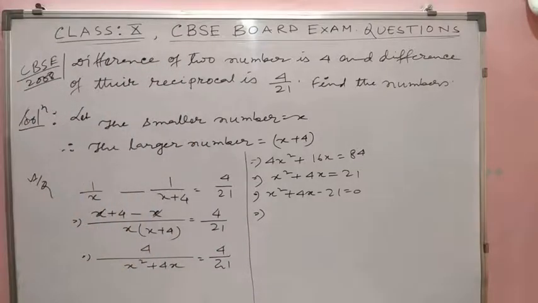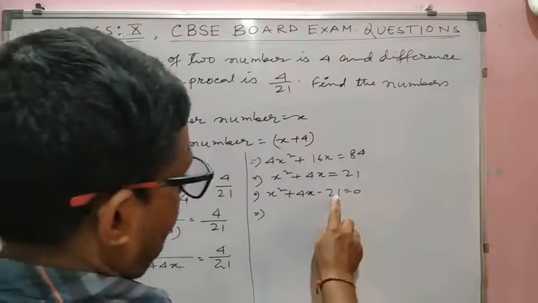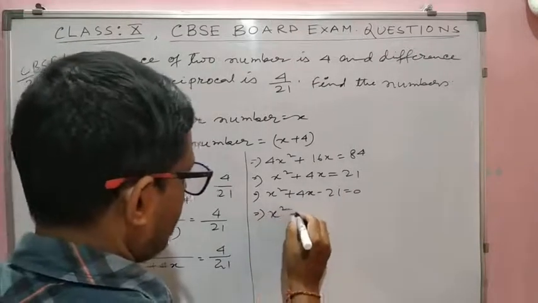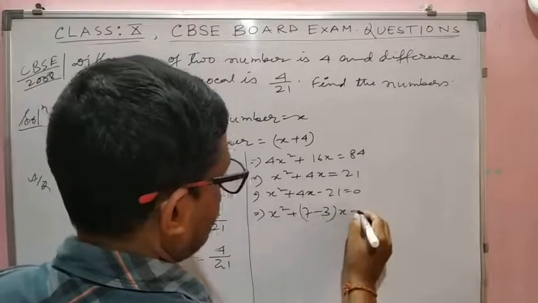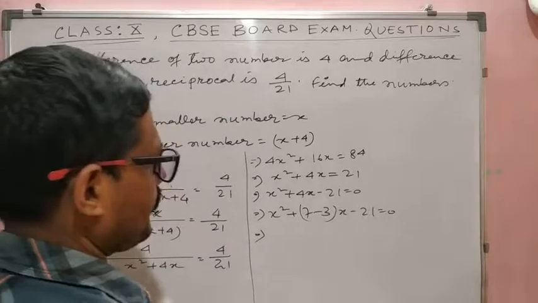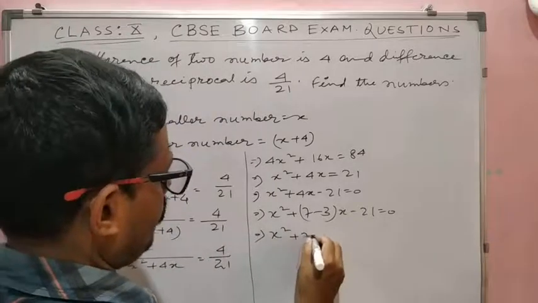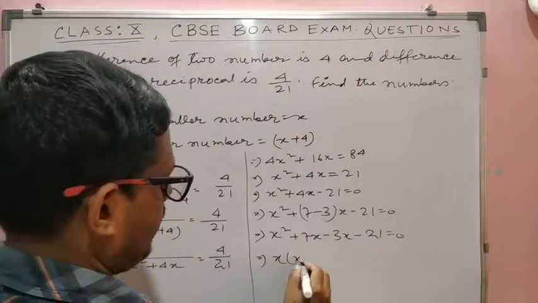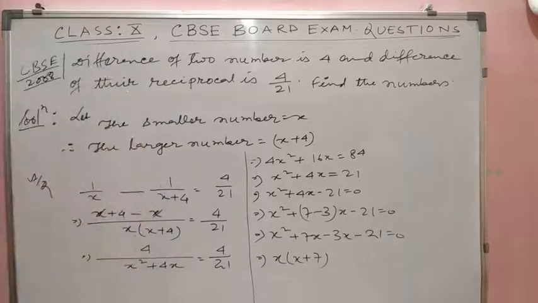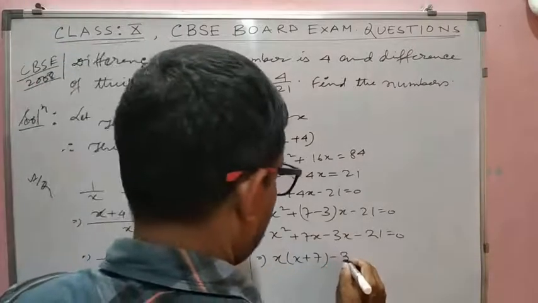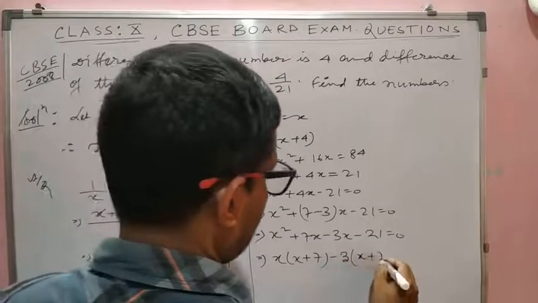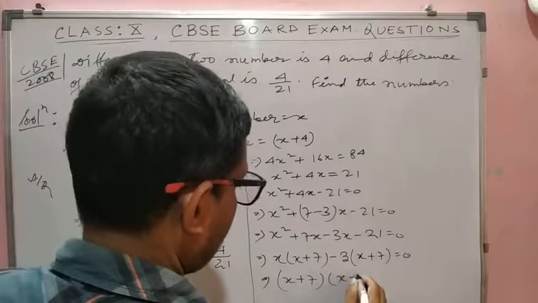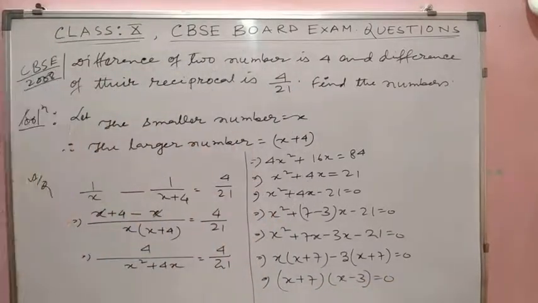Now do the middle term factorization. See this one, 21: 7 threes are 21, so 7 minus 3. Now x square plus 7x minus 3x minus 21 equal to 0. Let us take common between these two. Common is x, so it will be x plus 7. Take minus 3 common, so it will be x plus 7. This implies that x plus 7 whole into x minus 3 equals 0.